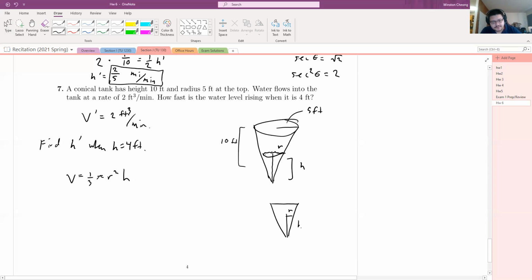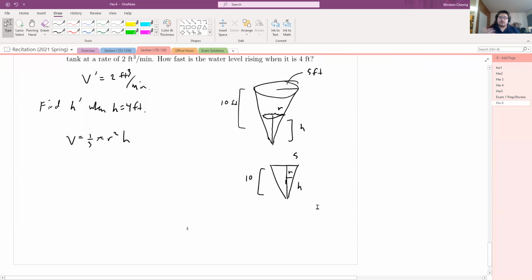So this is R, this is H, this whole thing is 10, and this is 5, right? Just like before in a previous problem, we can set up a ratio of similar triangles. So in this case, I would say R over 5 is equal to H over 10. Okay, so now we have a relationship between R and H. We know that they depend on one another, or one will give you the other. Okay, well, what am I trying to find? I'm trying to find H prime.